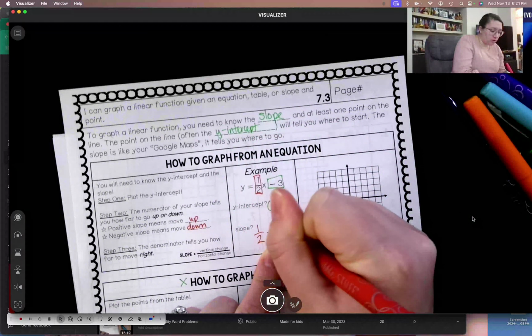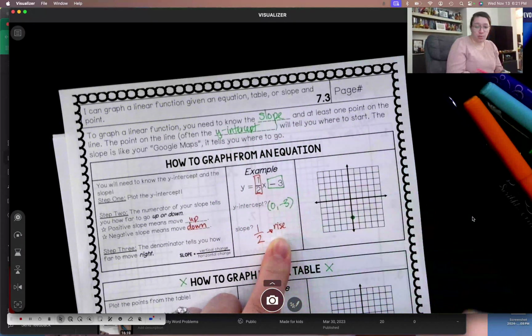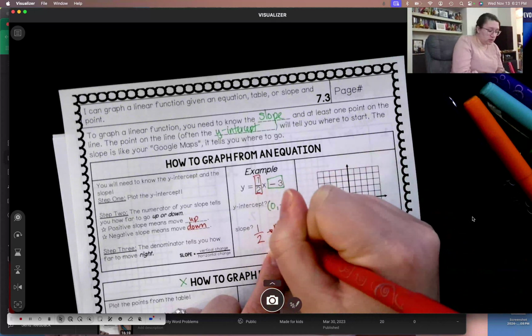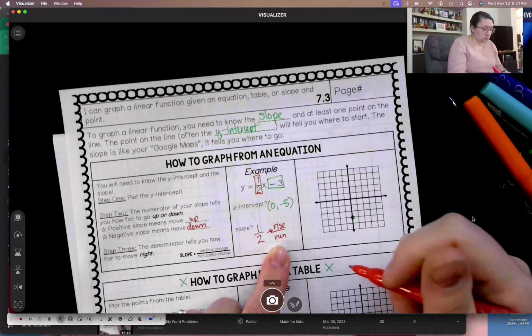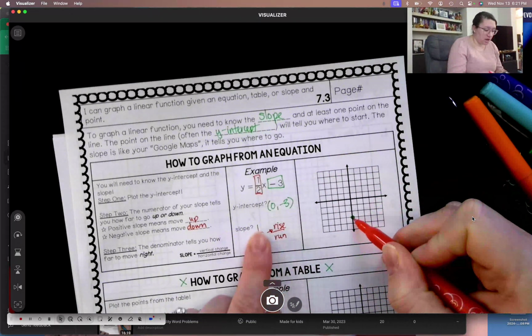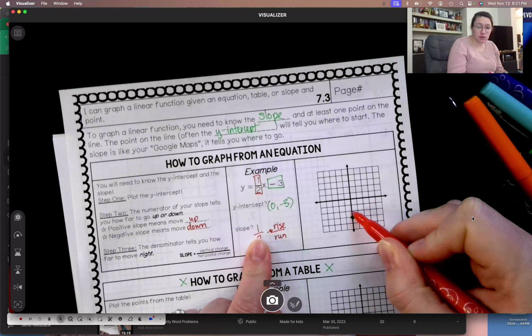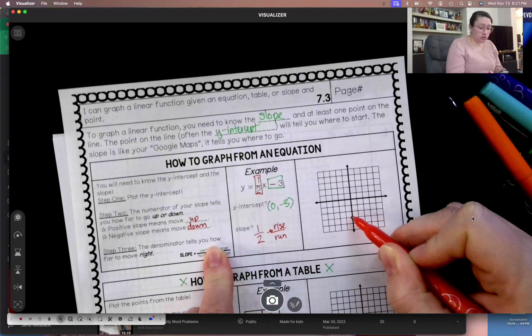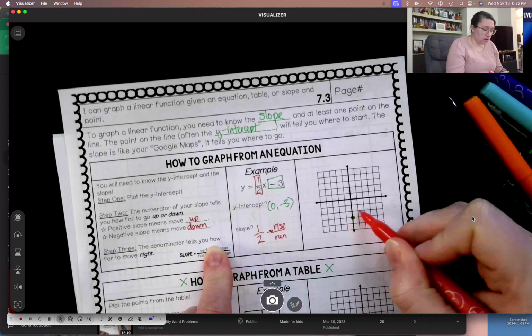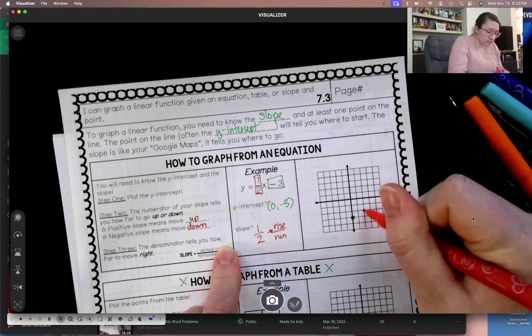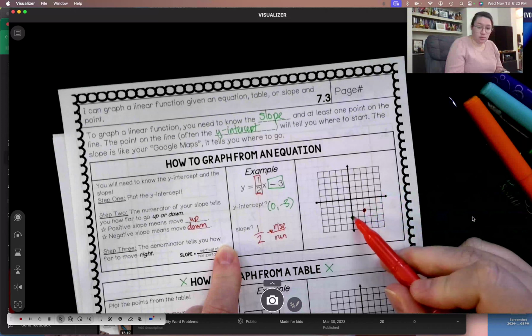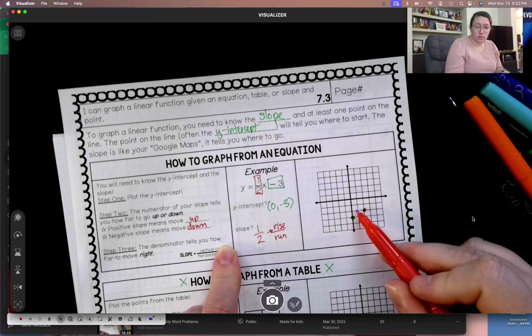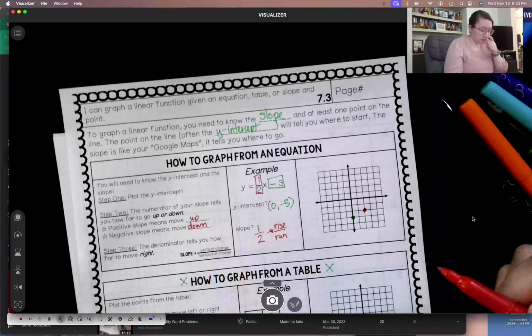So that means we're going to rise 1. We're going to go up 1. And we're going to run 2. So from our point, with positive slopes, we're going to rise. We're going to go up 1 spot. Step 3, the denominator tells you how far to move to the right. We read left to right like our graphs, like we do in English and Spanish. We move 1, 2 spots to the right. My slope was we rose 1, we ran 2, and that's our next point.